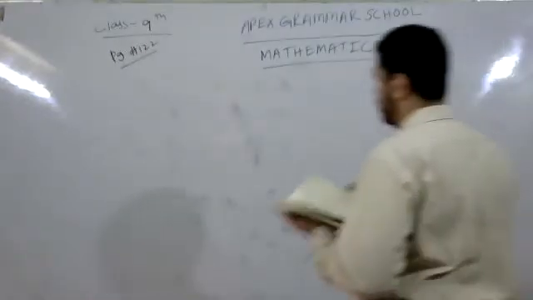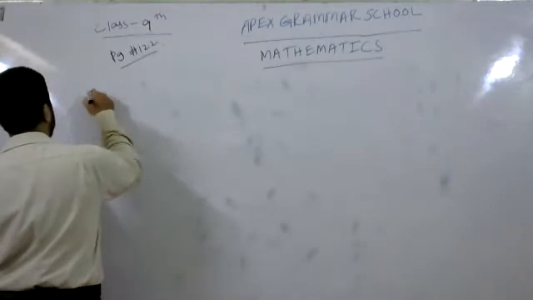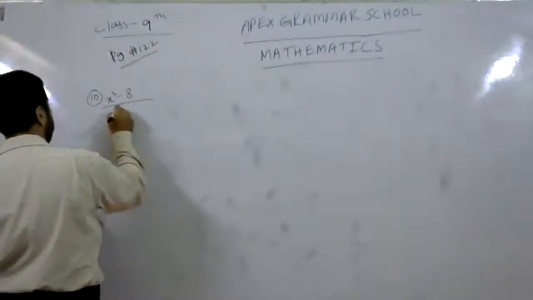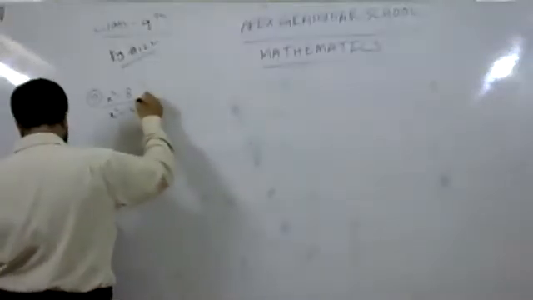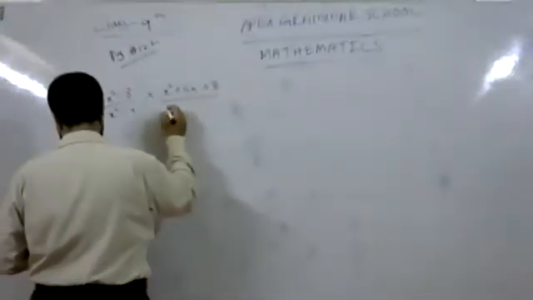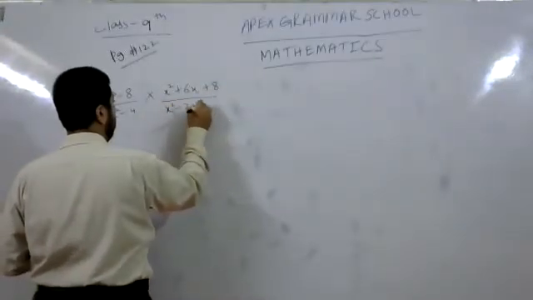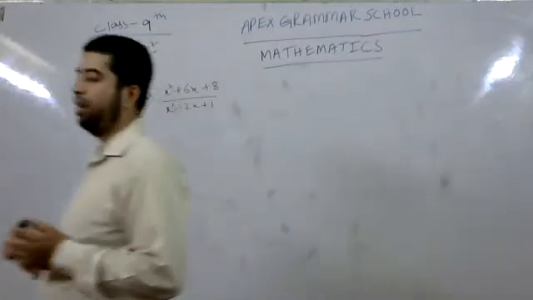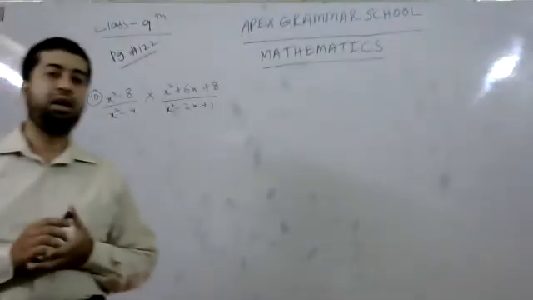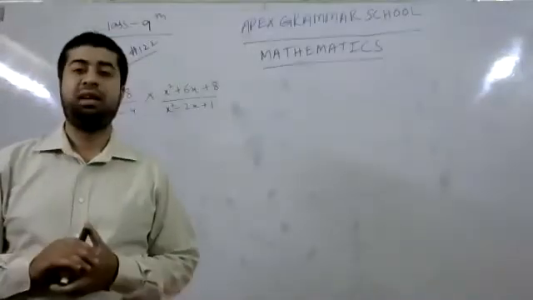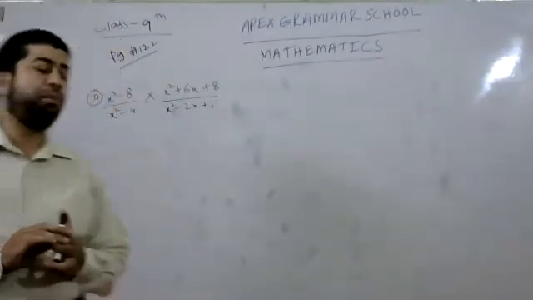x cube minus 8, question number 10. Denominator x square minus 4, multiply by x square plus 6x plus 8, and denominator x square minus 2x plus 1. I'm again telling you that you need to be very careful about all these situations, and you must be familiar with all the formulas that are present on page number 292.